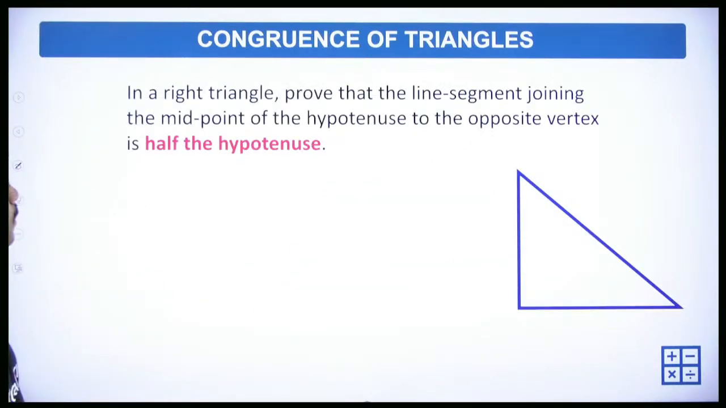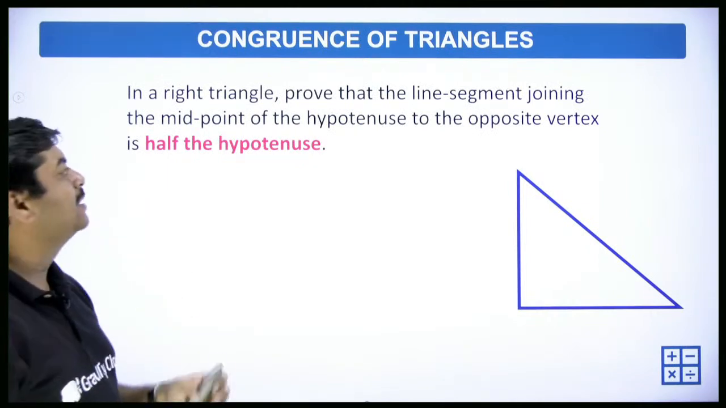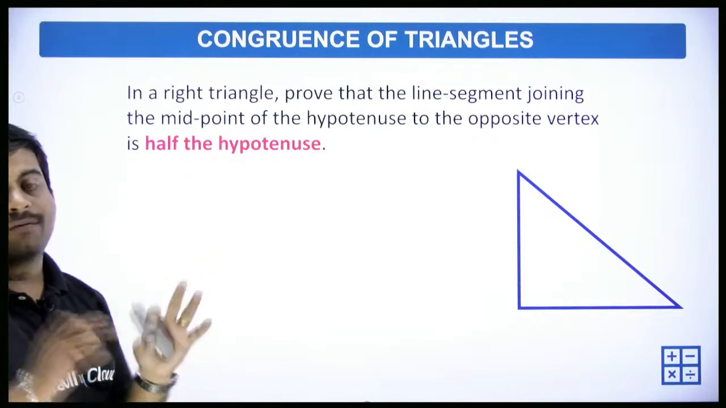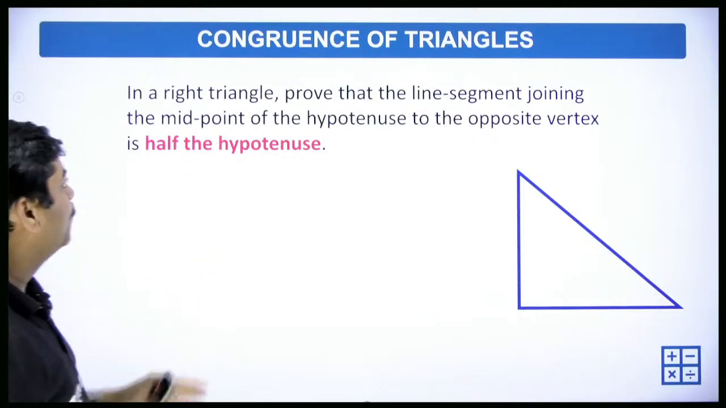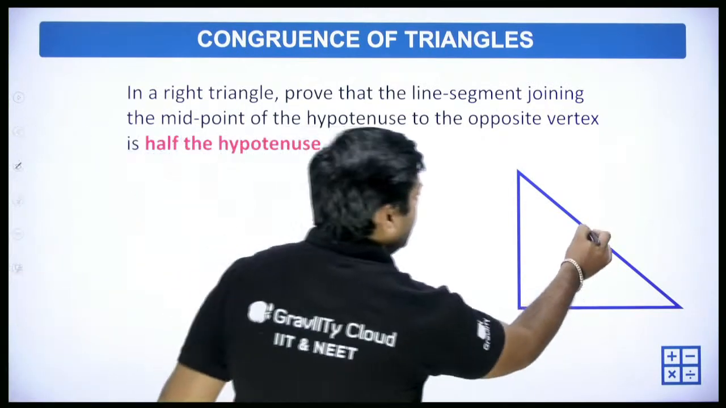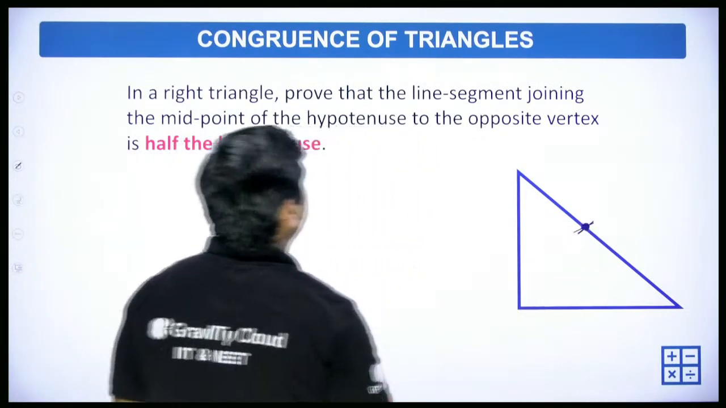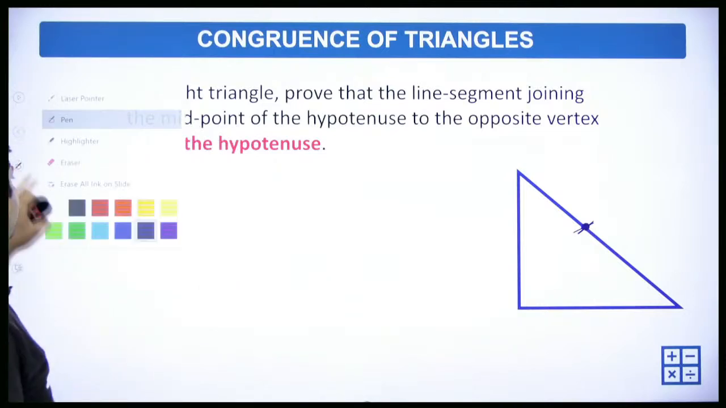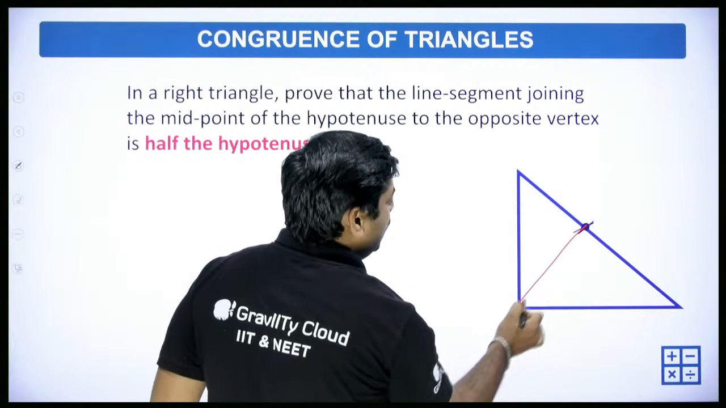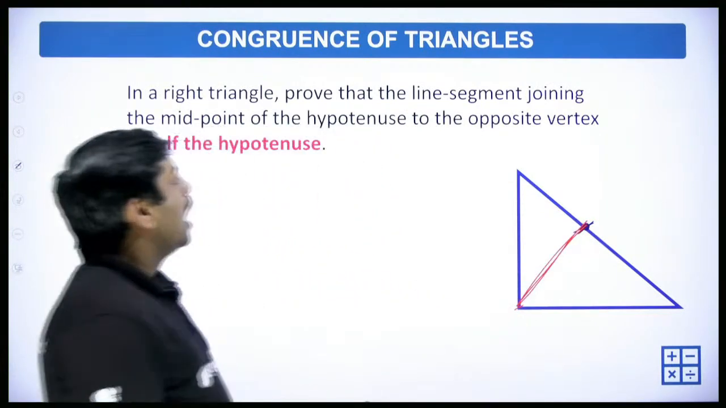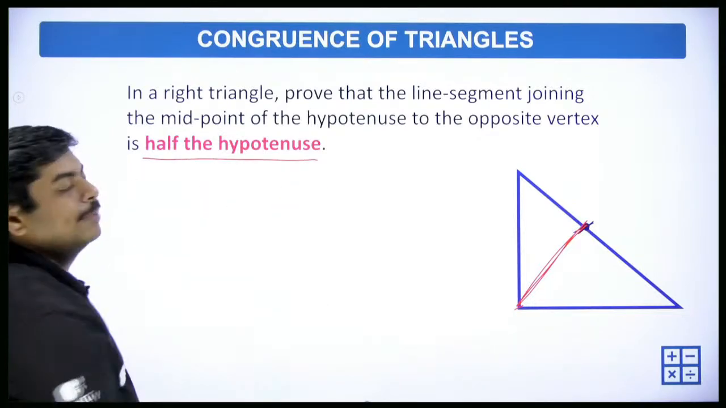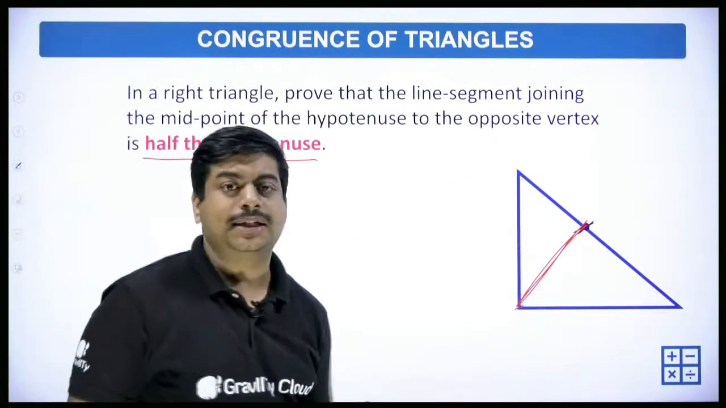We'll take one more question. In a right angle triangle, prove that the line segment joining the midpoint of the hypotenuse to the opposite vertex is half the hypotenuse. I'm leaving this for you. Opposite vertex means the right angle vertex. So this length should be equal to half the hypotenuse, right?